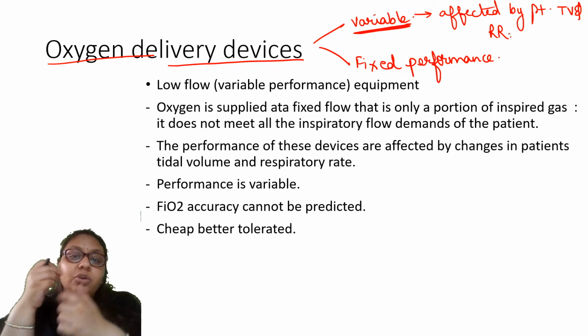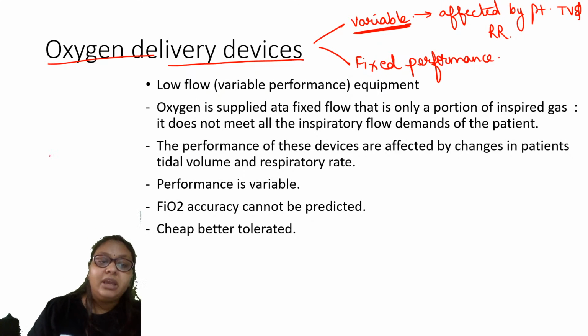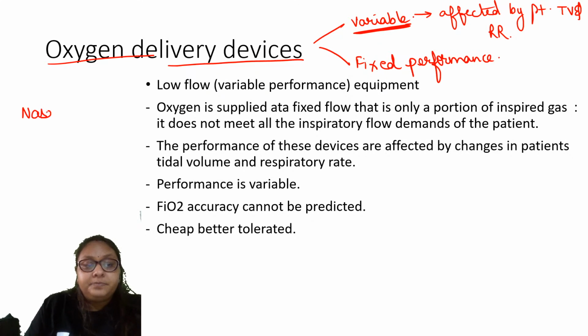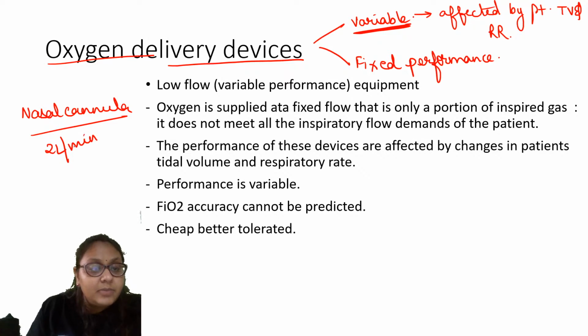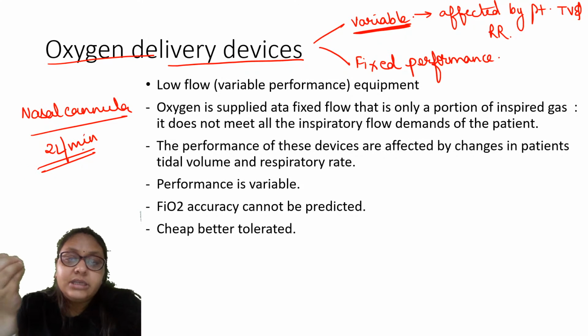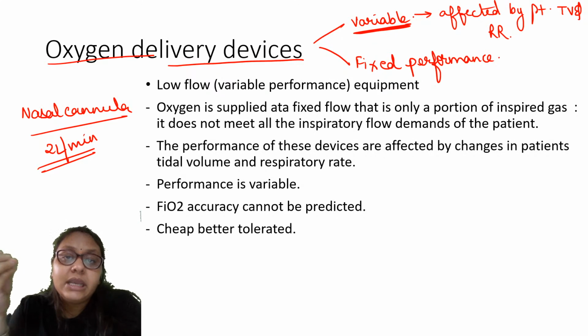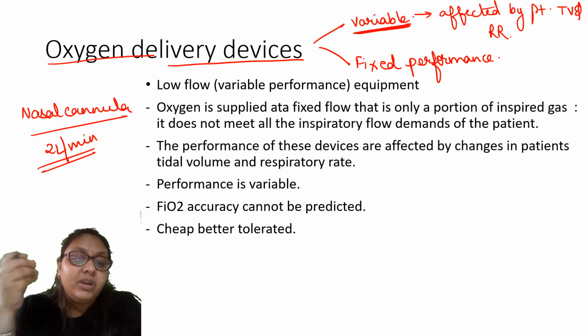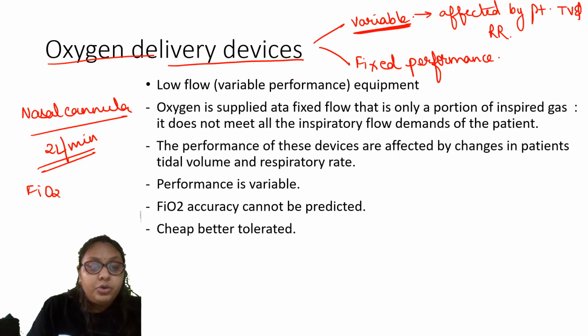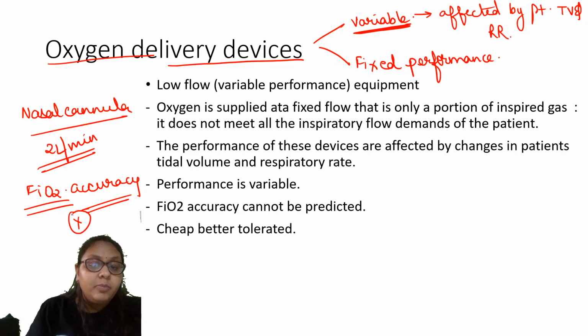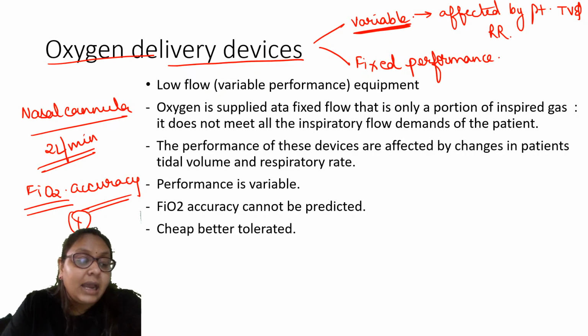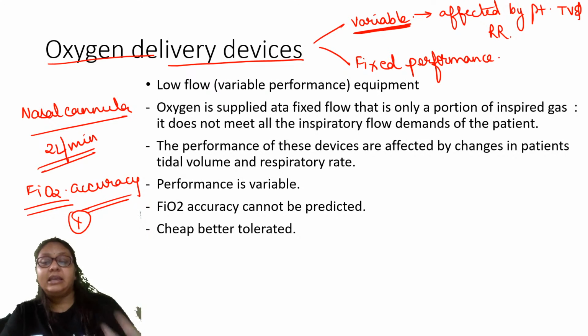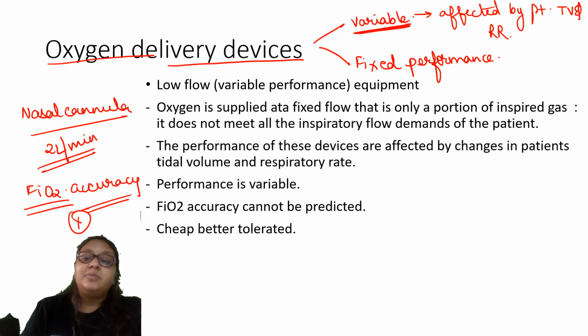For example, we put a nasal cannula on the patient. Example of variable: nasal cannula. If it is at 2 liters per minute, this much oxygen it is giving, but the FiO2, the final concentration, depends upon the patient's tidal volume and respiratory rate. That means the accuracy of how much FiO2 it is giving cannot be predicted. That is the variable performance. It is affected by the patient's tidal volume and respiratory rate.